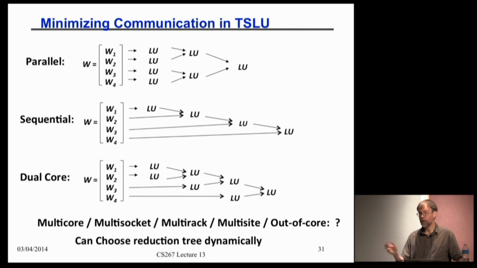No problem, I'm just going to choose my reduction tree dynamically. No matter what hardware I'm given at runtime, I will just pick the right reduction tree to minimize communication. And it may be that I get a different answer every time I run it, but hopefully it's still a good enough answer.